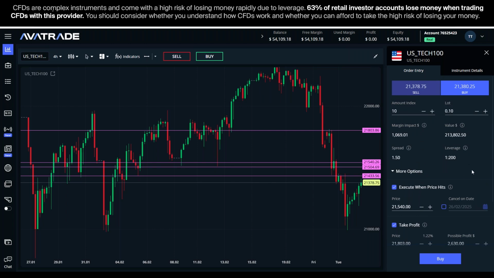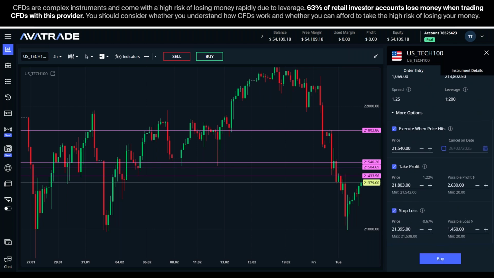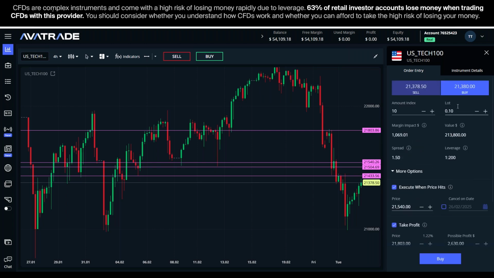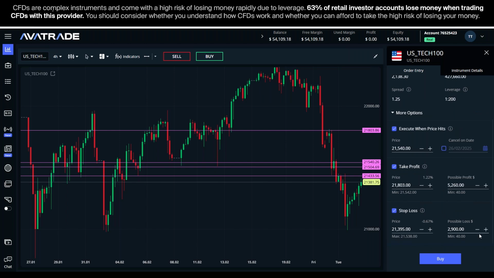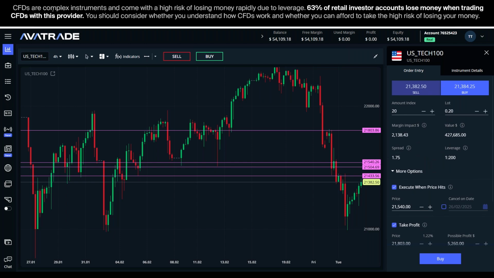So I can lower my risk to a level that makes sense to me. I can increase. You can see how it's calculating your exposure. If I did 0.2, now I'm risking 2,900 to make over 5,000. So you pick the setup that makes sense for you with the trade size that makes sense.